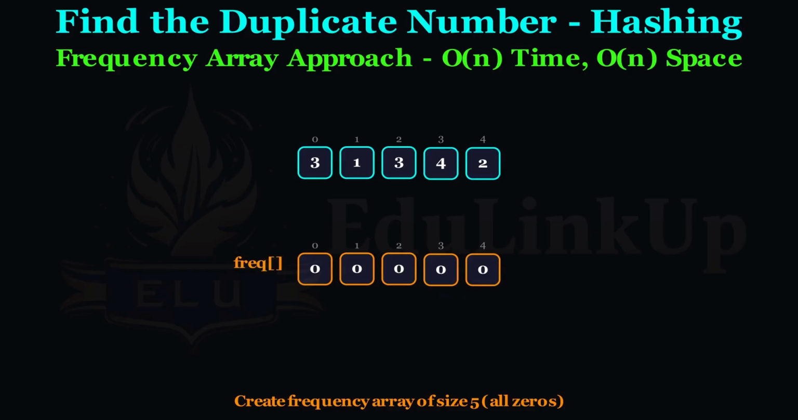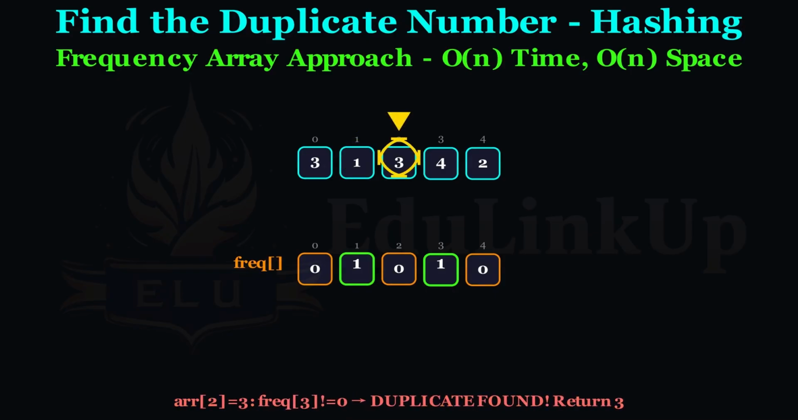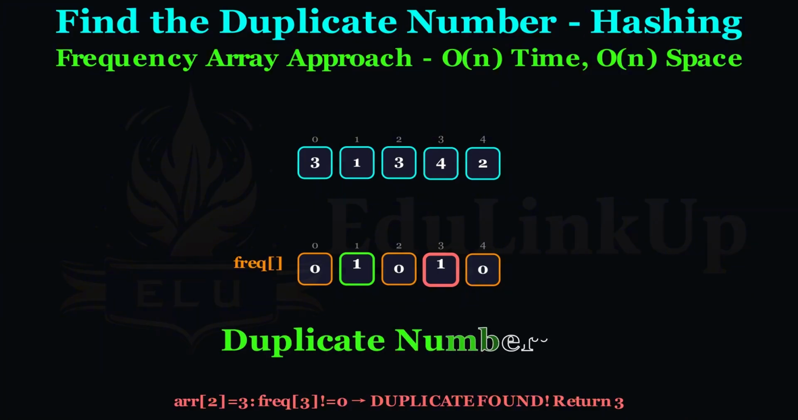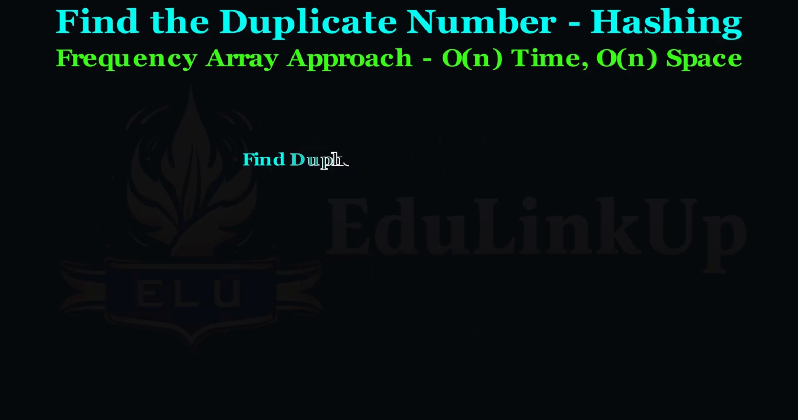Array is 3 1 3 4 2. Frequency starts as 0 0 0 0 0. Index equals 0, value 3. Frequency of 3 is 0, mark it. Frequency is now 0 0 0 1 0. Index 1, value 1. Frequency of 1 is 0, mark it. Frequency is now 0 1 0 1 0. Index 2, value 3. Frequency of 3 is already 1, not 0. Duplicate found. Return 3. That's it.